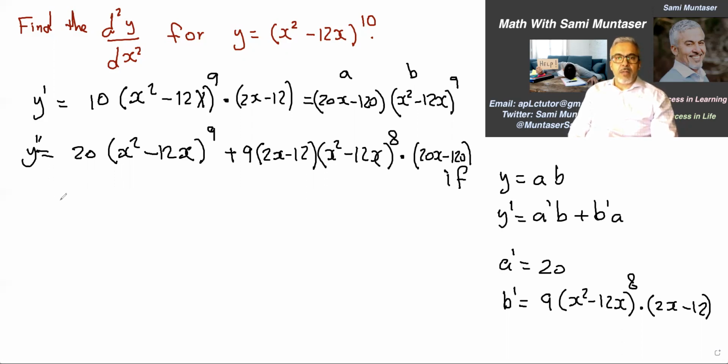Now at this stage, what I'm going to do, I'm going to take out the greatest common factor. Okay, so y double prime, I'm going to take out this here, because we have this in both terms, one term, two terms. So we're going to take x squared minus 12x to the power of 8 as the greatest common factor.